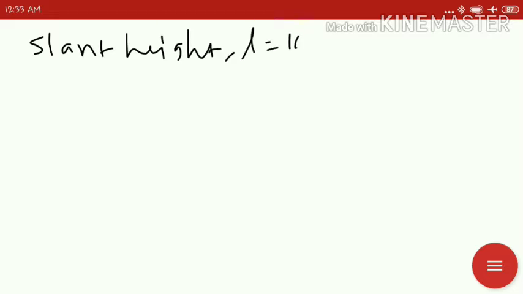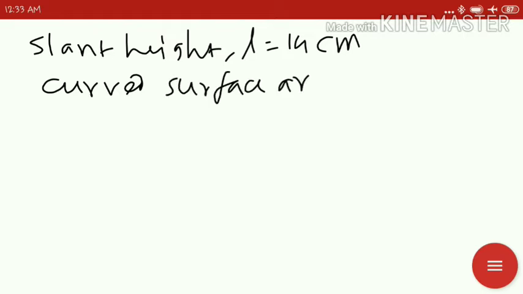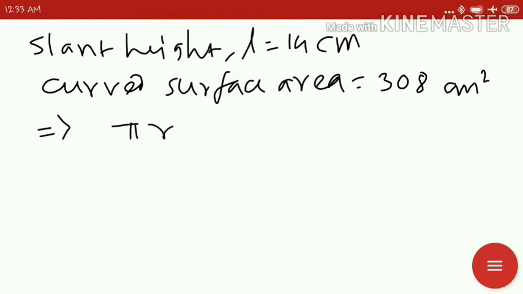From the given data, we can see that the slant height, that we denote by L, is given as 14 centimeter, and the curved surface area of the right circular cone is given as 308 square centimeter. So we need to find out the radius first. You know the formula of the curved surface area, that is pi r l, and here you know the value of pi and l both.